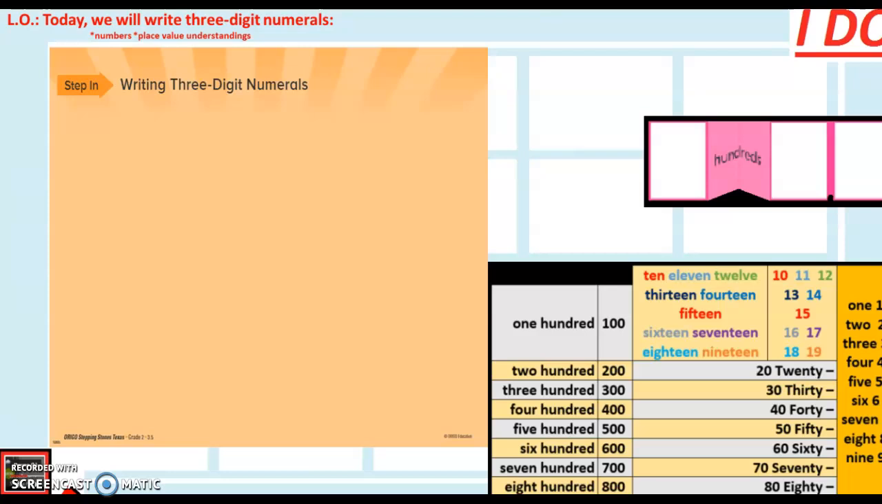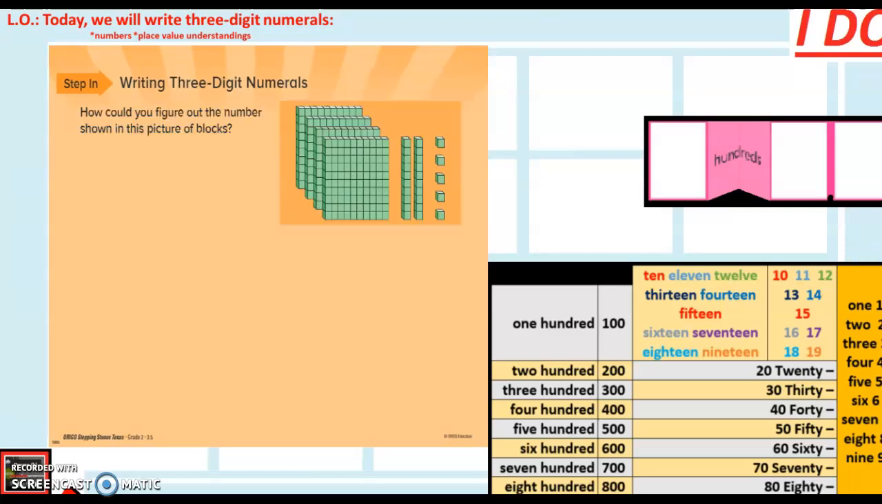Alright, class, let's go ahead and jump in with some I do stuff. What I want you to do is just listen to me. Here I have a picture of a number. How might I figure out what the number is shown here? I've got some flats, rods, and units. Let me think about that for a second. You do too.